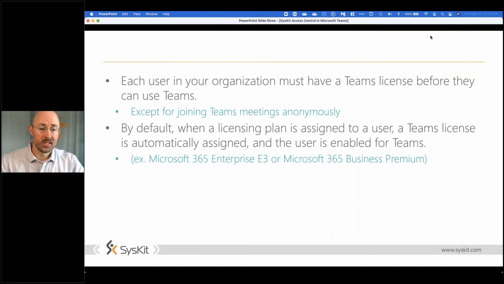The exception to that is going to be if you're joining meetings. If you create a meeting with the default settings, users are going to be able to join as a guest anonymously inside of that meeting. But we have some controls and policies that we can put in place for that. But when you're licensing users, the Teams license is automatically applied. So say, for instance, you have a Microsoft 365 E3 license and you apply that to a user. The option for Teams is enabled by default unless an admin specifically removes that license from the user.